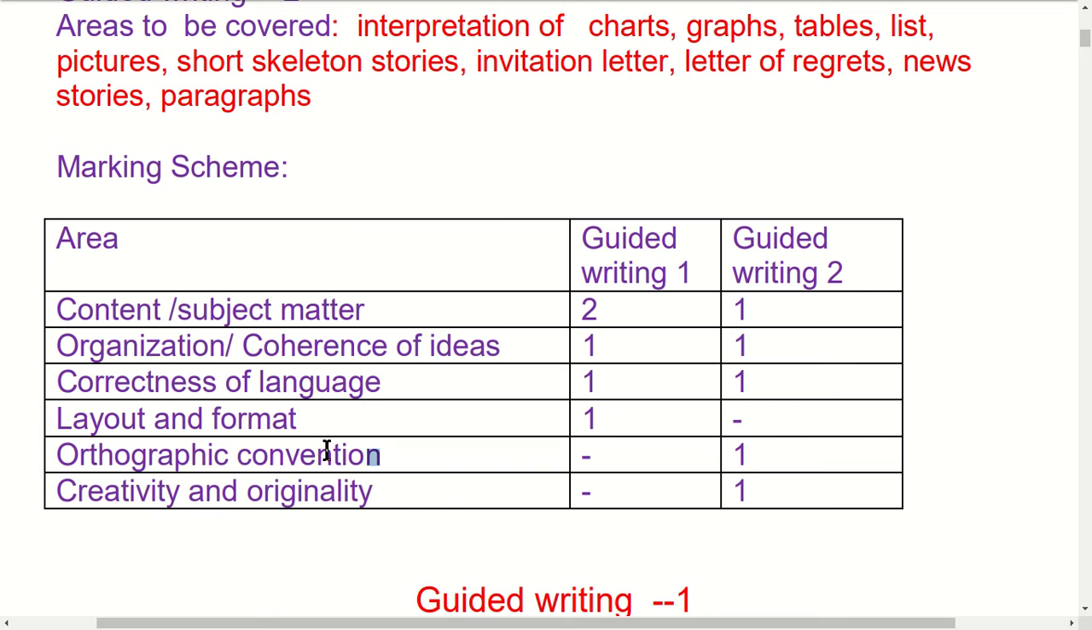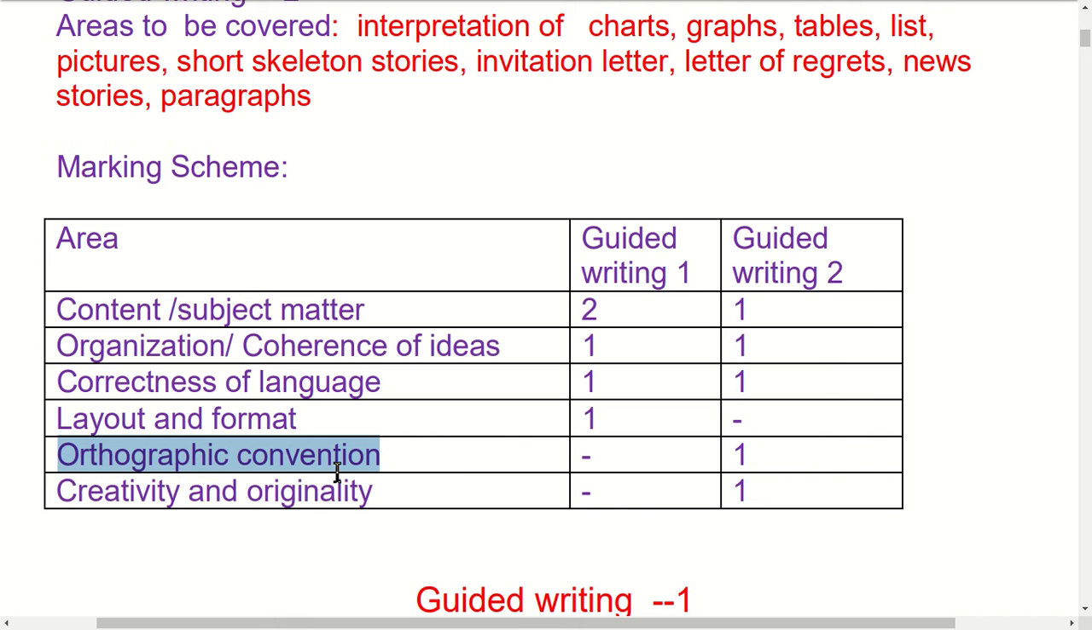Orthographic convention, spelling, handwriting, spacing: in guided writing number 1, no marks here; in guided writing number 2, 1 mark here. Creativity and originality: guided writing number 1, no marks; guided writing number 2, 1 mark. So they are different like this. Subject matter: guided writing number 1, 2 marks; guided writing number 2, 1 mark.